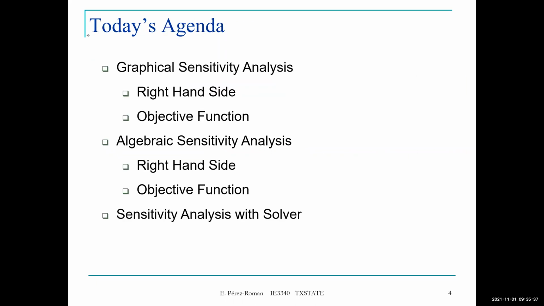So the agenda for today, we're going to start with the graphical sensitivity analysis. Basically, we're going to follow the same process. If you remember with linear programming models, when we started solving them, we started with the graphical method, and then we transitioned to the simplex method. So we're gonna start with the basics. I want you to understand what's going on when we say, okay, I'm gonna increase the right-hand side of the constraint by this much. I want you to see what that means from a graphical point of view. And same thing with the objective function. If I change parameters in the objective function, I want you to understand what's happening from a graphical perspective.